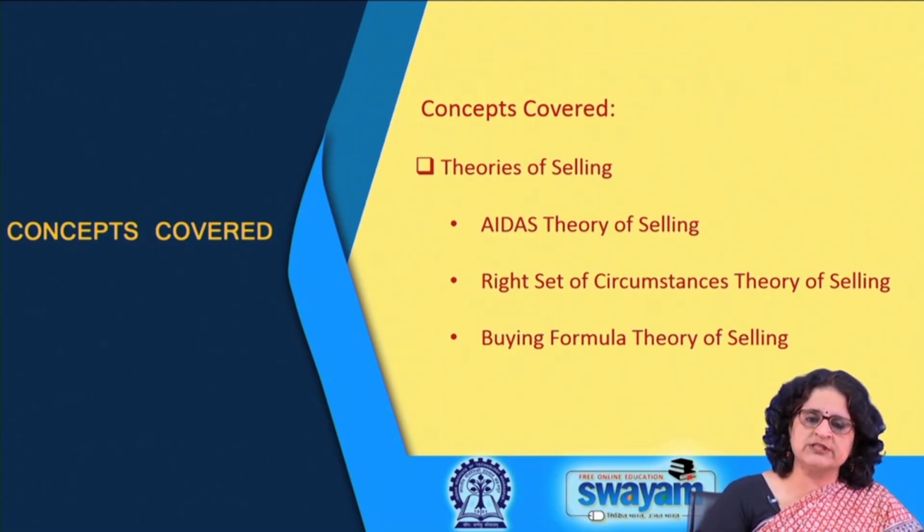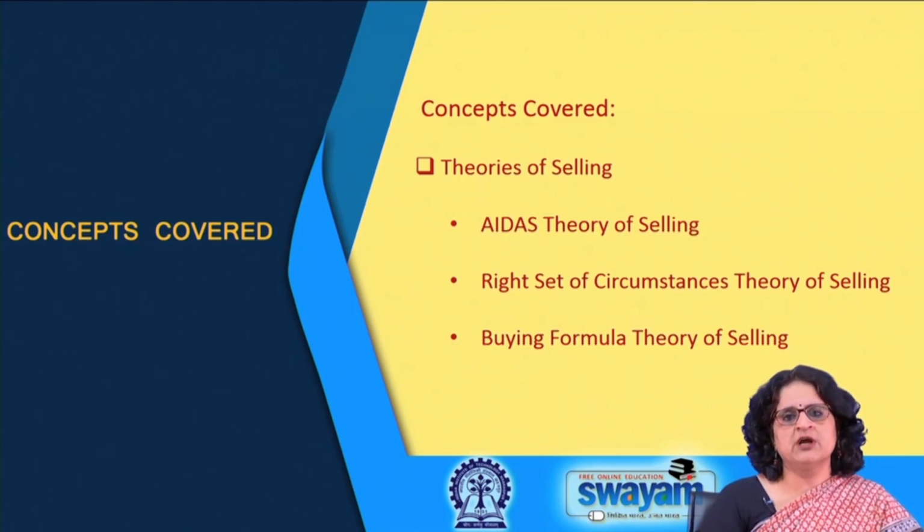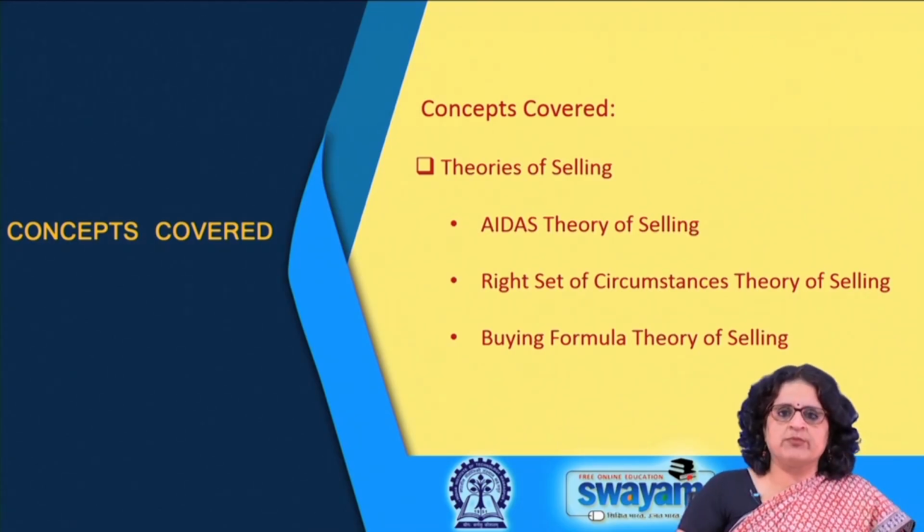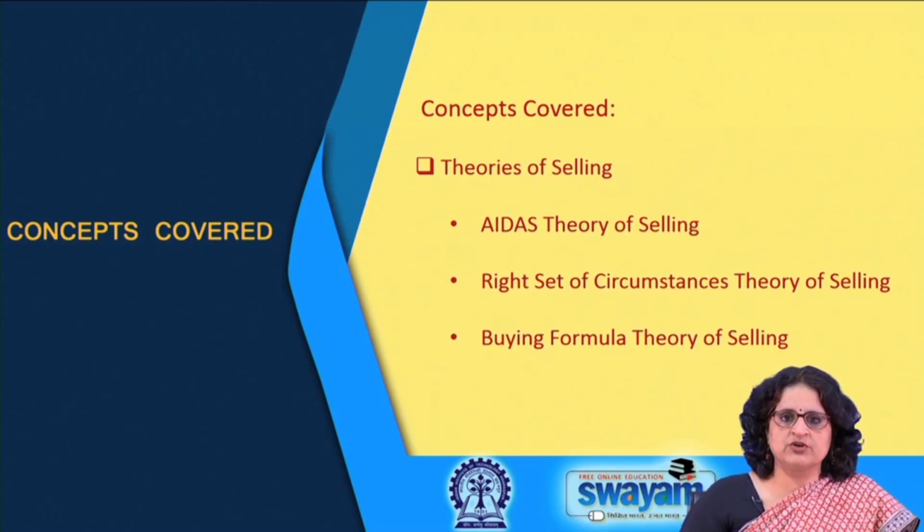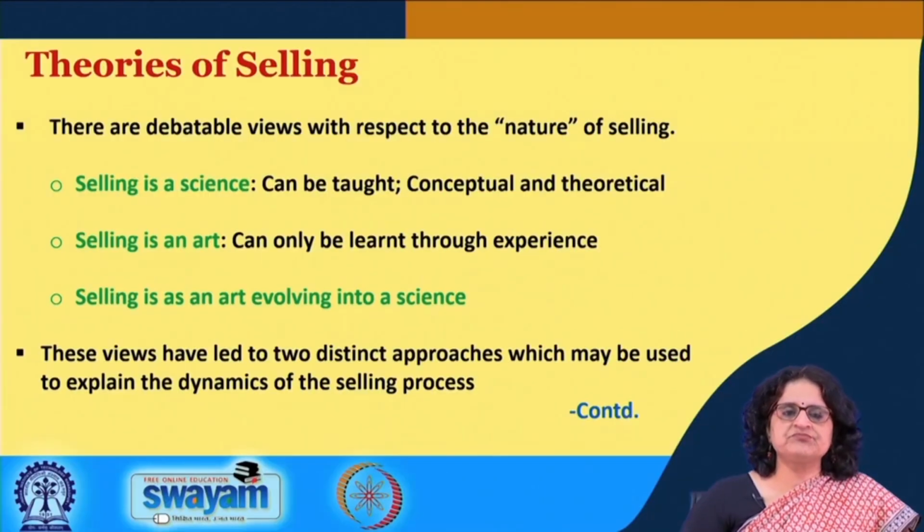So based on these distinct views and these distinct approaches, where we speak about buyer and seller oriented theories, and these theories can be further explained, we will be talking about some of these theories. In this particular lecture, we shall be speaking about the AIDAS theory of selling, the right set of circumstances theory of selling, and the buying formula theory of selling. So let us now begin with the various theories as well as the approaches and the divergent views to understanding the dynamics of the selling process.